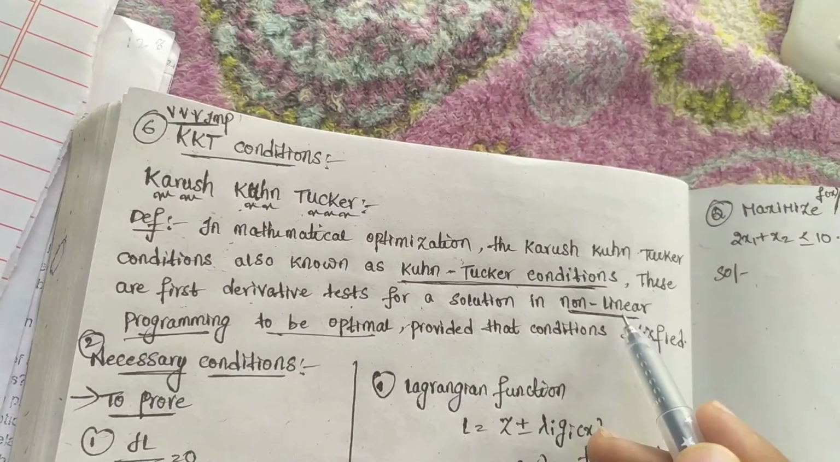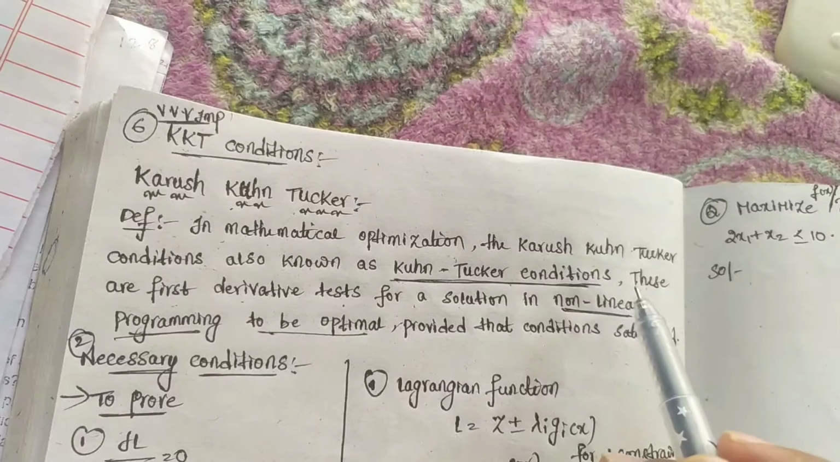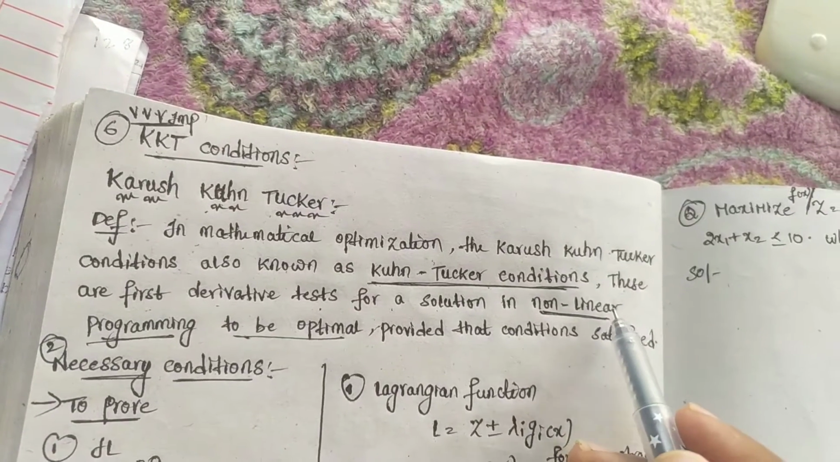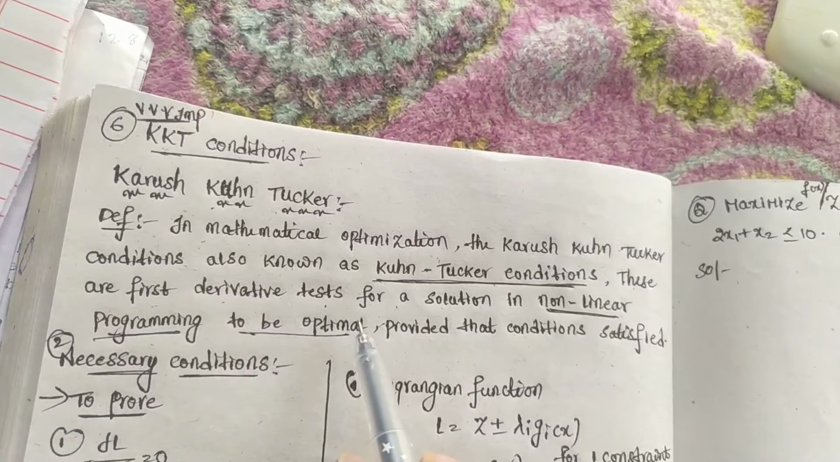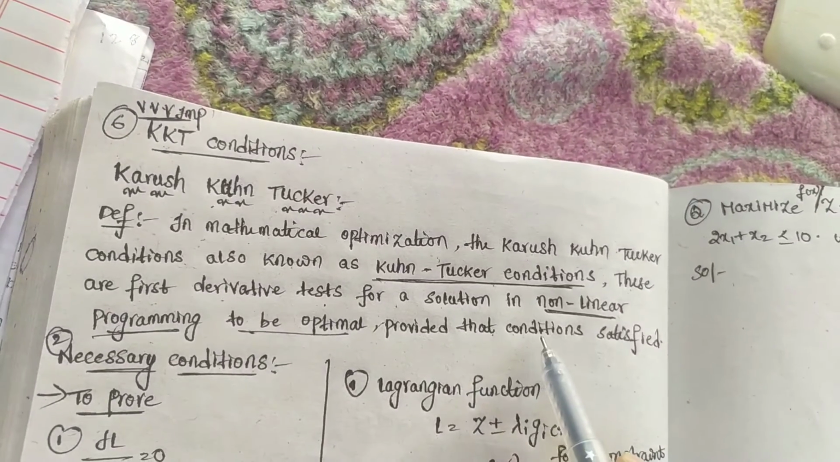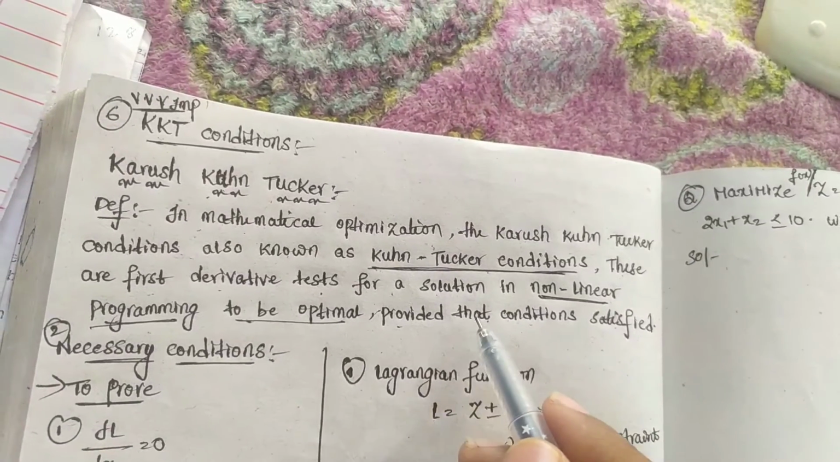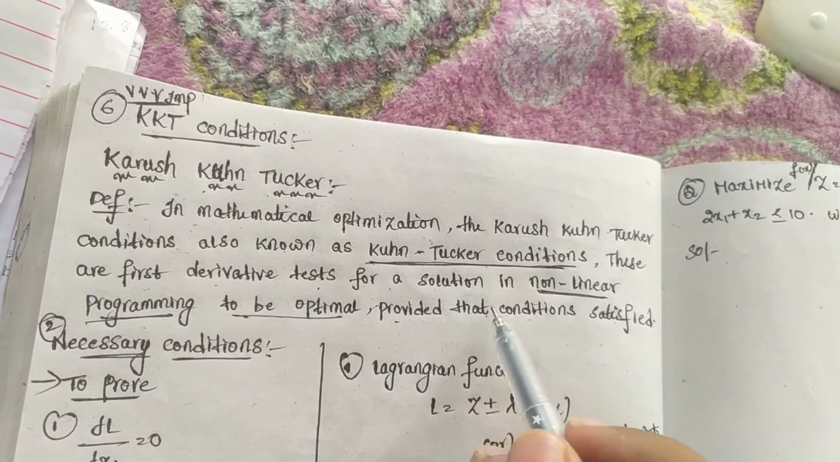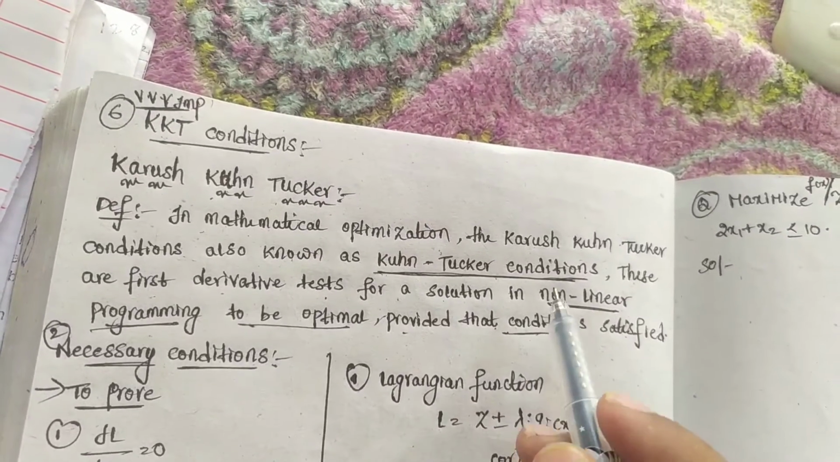Here non-linear means the degree of the polynomial is more than 1. These are called non-linear programming to be optimal, provided that the conditions are satisfied. Here in KKT conditions we have to satisfy, or prove, some conditions.